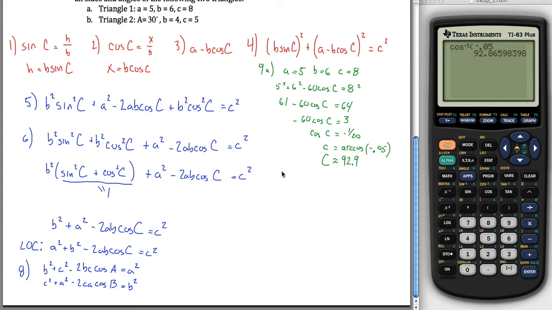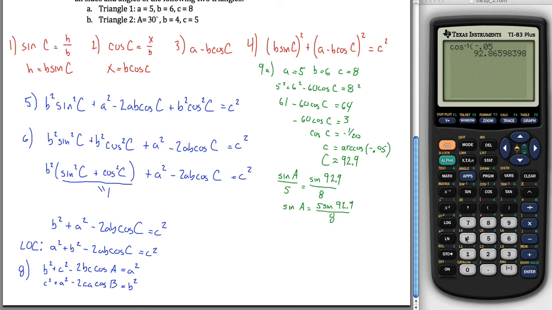And now we can figure out what another side is. Maybe we could figure out A by saying that the sine of A divided by 5 is equal to the sine of C divided by c, and c was equal to 8. So what I get is that sine of A is equal to 5 sine of that mess that I just came up with divided by 8.